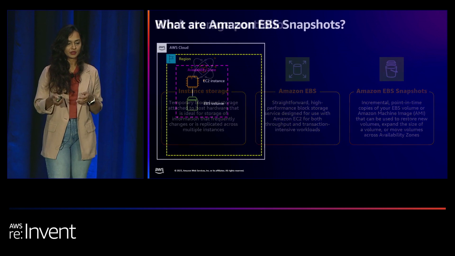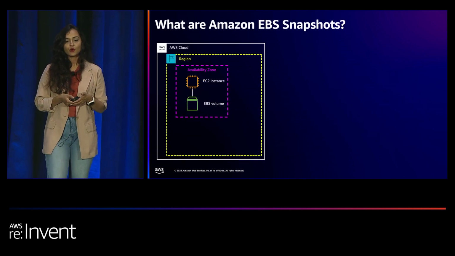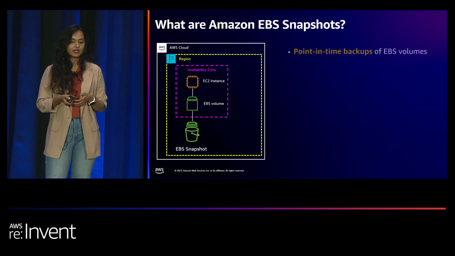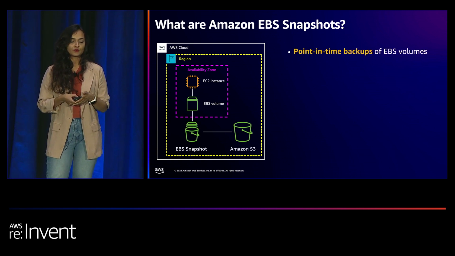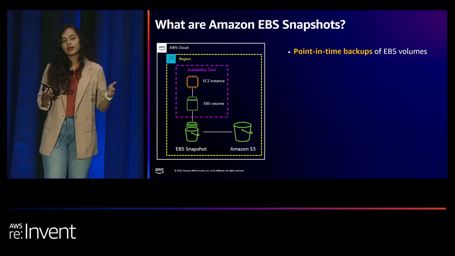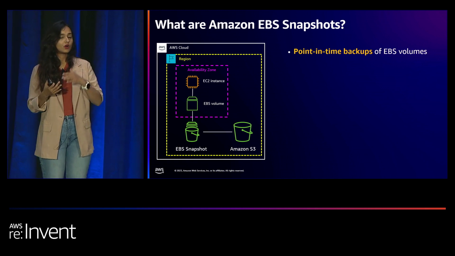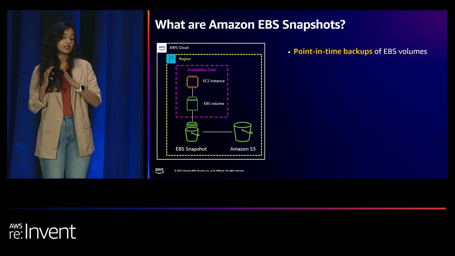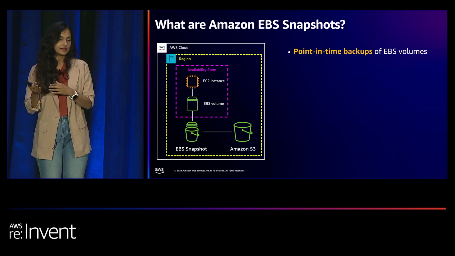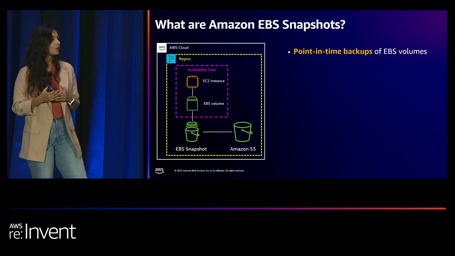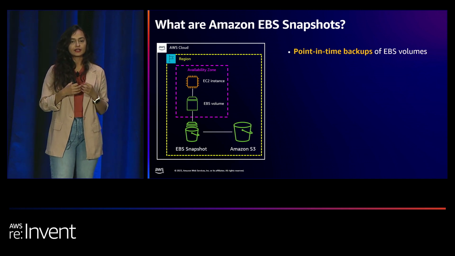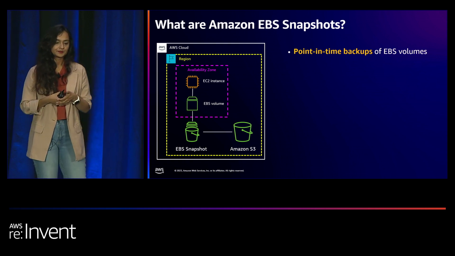Now let's talk about EBS snapshots. So what are Amazon EBS snapshots? So snapshots are nothing but point-in-time backups of EBS volumes. So what we mean by that is that each snapshot has all the information that is required to restore the volume in the state at the moment the snapshot was taken. So when you create a volume out of a snapshot, that volume begins as an exact replica of the original volume that was used to create the snapshot.